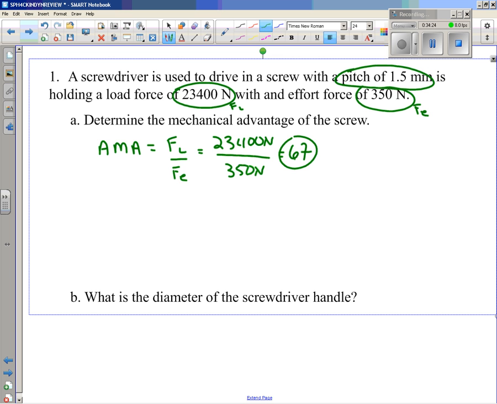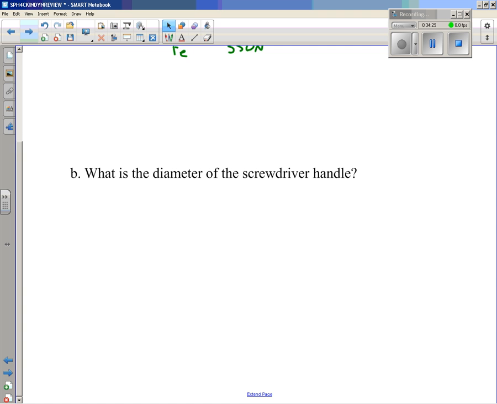There's your mechanical advantage. What's the diameter of the screwdriver handle? That's a harder question. That's a lot harder. Actually, let's extend the page a bit if we can. So we have to find the radius, and for that we need to know what we have to use here. It's FL times pitch equals FE times 2 pi r, which is the circumference of a screw. The pitch is the distance between threads on the screw. We have everything except for the r.